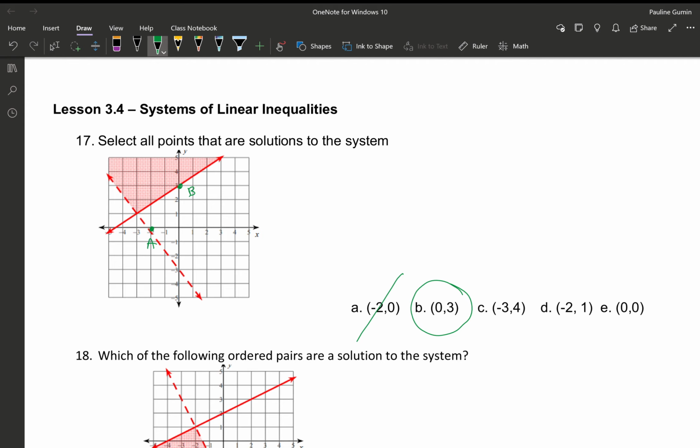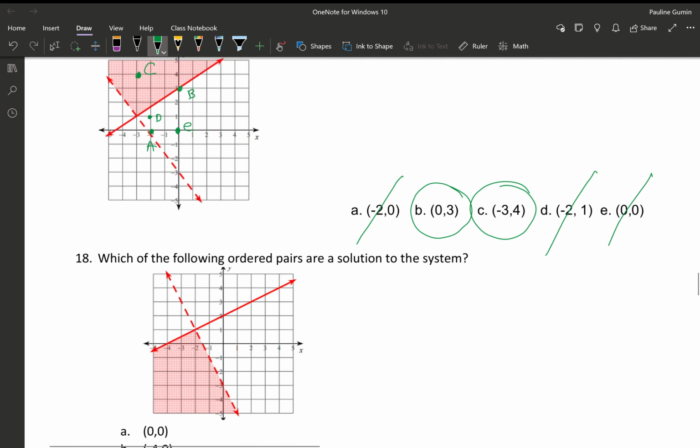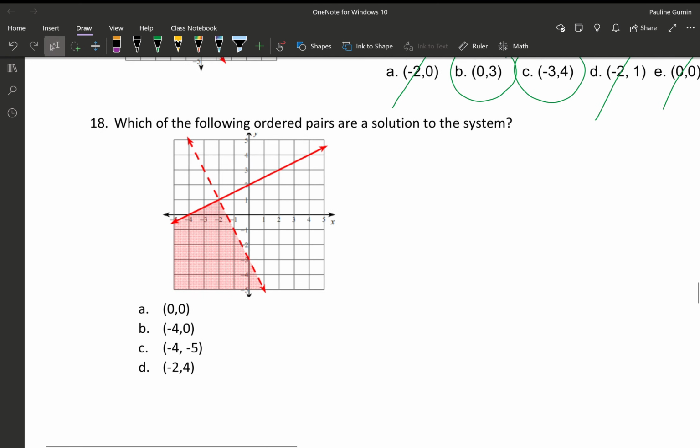Letter C, negative 3, 4. Beautiful. Here it is, right smack dab in the middle of the shaded area. D is negative 2, 1. That's right there, so that doesn't work. And lastly, E is 0, 0. Does not work either.